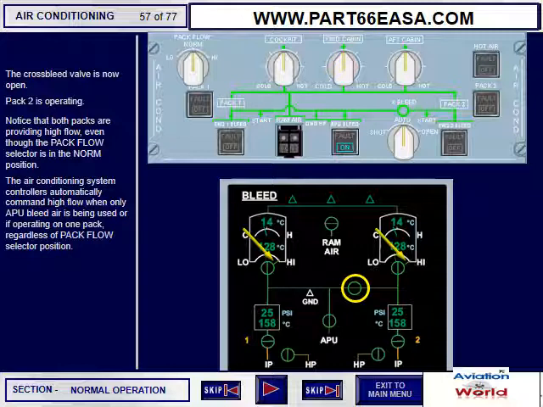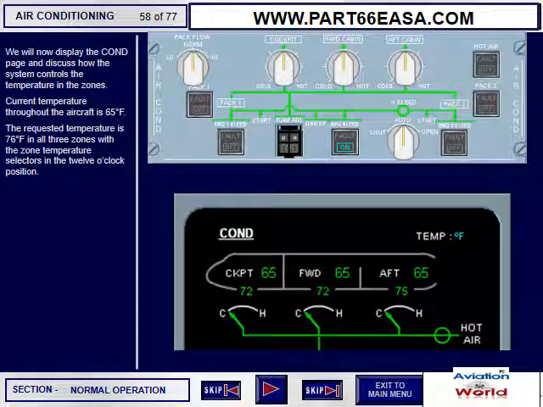Pack 2 is operating. Notice that both packs are providing high flow, even though the pack flow selector is in the norm position. The air conditioning system controllers automatically command high flow when only APU bleed air is being used or if operating on one pack, regardless of pack flow selector position. We will now display the condition page and discuss how the system controls the temperature in the zones.